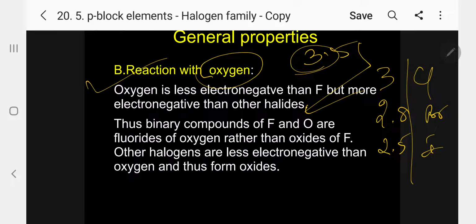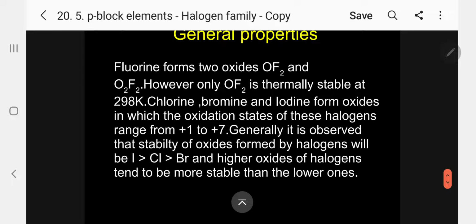Thus, binary compounds of fluorine and oxygen are fluorides of oxygen rather than oxides of fluorine. Other halogens are less electronegative than oxygen and thus form oxides. This is very, very important information. Let me explain further. Fluorine forms two compounds, OF2 and O2F2. That means in this case, oxygen is always in a positive oxidation state. However, only OF2 is thermally stable at 298 Kelvin.